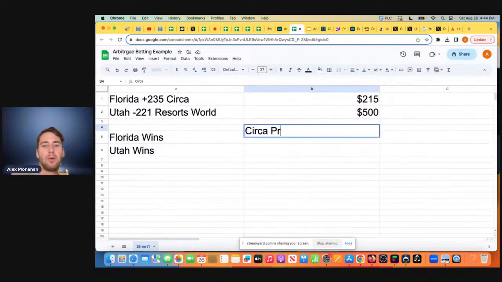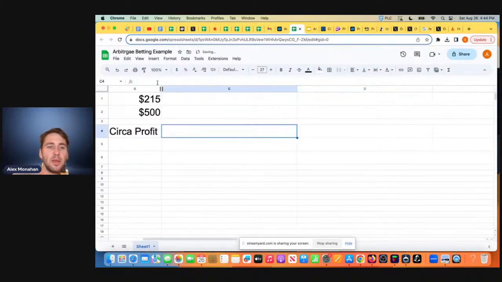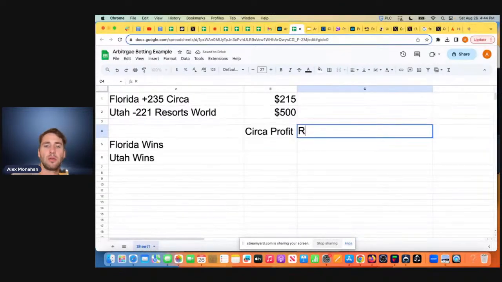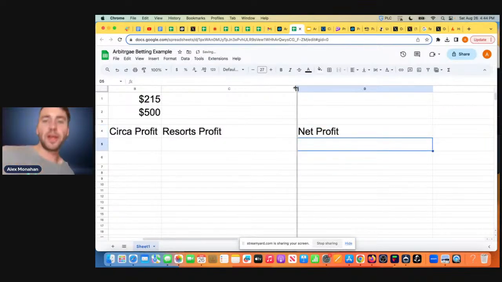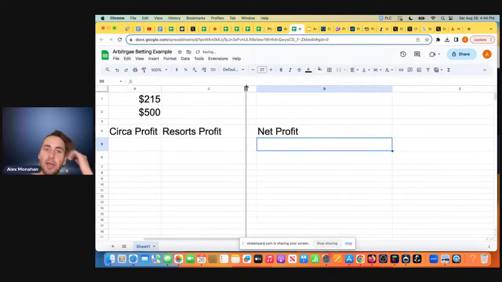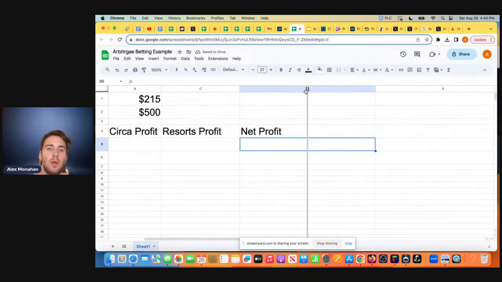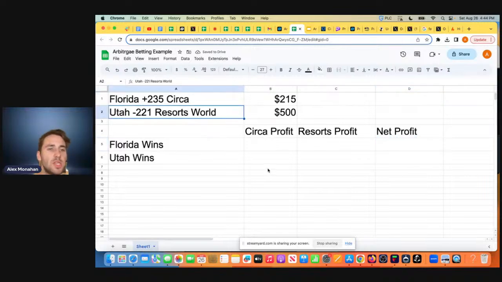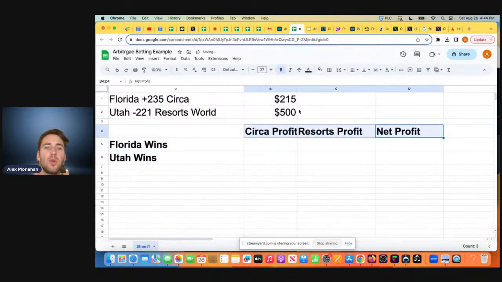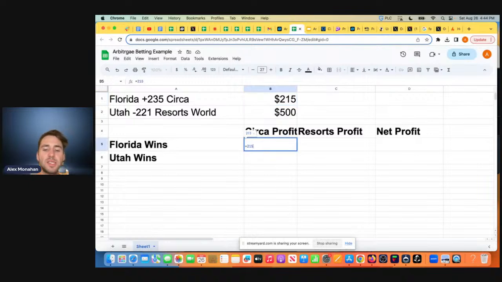So what we can do now is ask, what's our profit going to be? So Circa profit, Resorts World profit, and then here we have net profit. We can kind of go through the math as well. One of these two teams is going to win the game. Florida's going to win or Utah's going to win. So if Florida wins the game, and we can bold these, we bet $215 on Circa at plus 235 odds. So our profit is going to be 215 times 2.35.